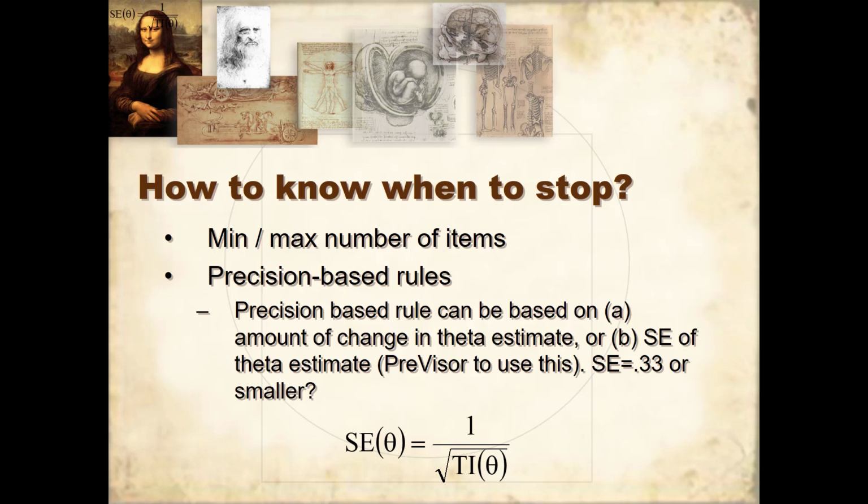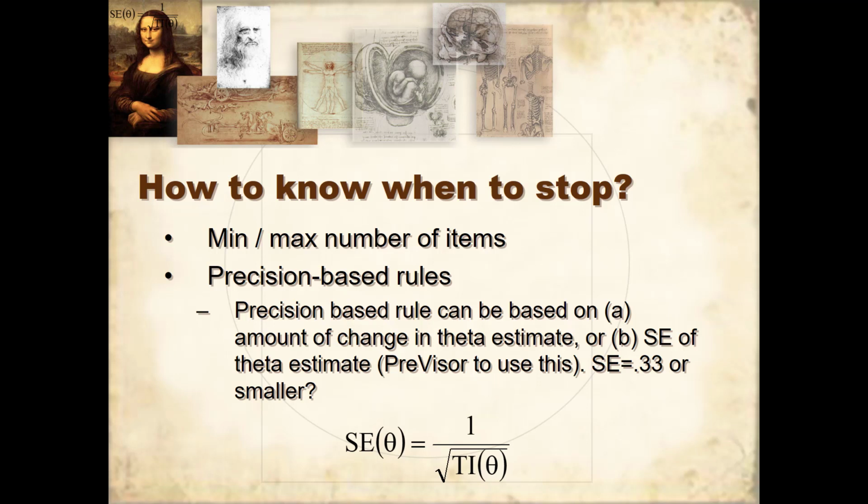No matter what. So usually set up that, and then beyond that, if that rule hasn't been met, then you would move on to a precision-based rule. And again, this is going to be something like standard error. You can do it based on amount of change in theta estimate. That's a lot like standard error. It just makes sense to compute standard error. It's easy to compute. You all did that in your homework. So you compute the standard error, and when it gets below something like 0.33 or something like that, and you can set the precision, right?